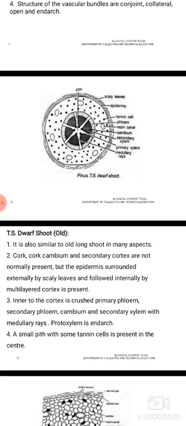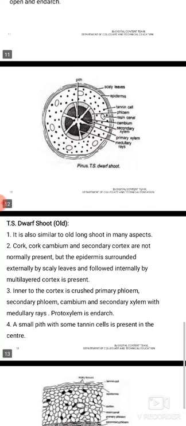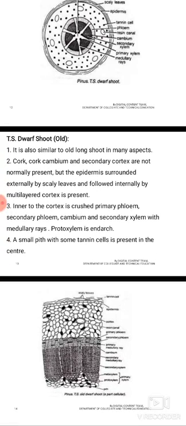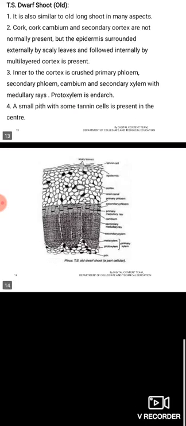Inner to cortex is crushed primary phloem, secondary phloem, cambium, and secondary xylem with medullary rays. Protoxylem is in dark. A small pith with some tannin cells is present in the center.